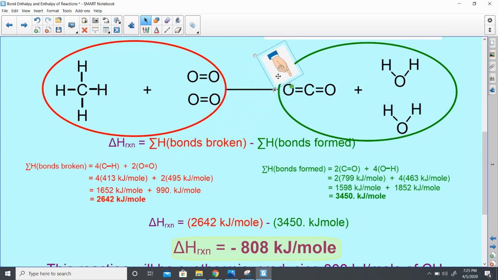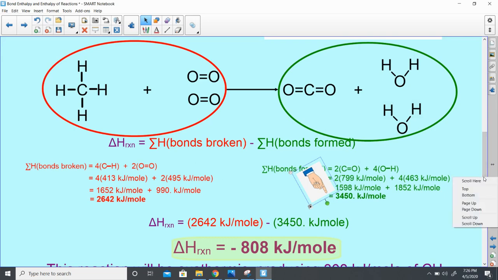We're going to form CO2. CO2 involves 2 CO bonds, and these are double bonds. So looking at the chart, I'm going to take the bond energy of CO, which is 799, and times it by 2. We're also going to produce 2 moles of water. Now note, for 2 moles of water, there's 1, 2, 3, 4 OH bonds. So I'm going to take the bond enthalpy of OH, and I'm going to multiply it by 4. We're going to find out here that the amount of energy given off when the bonds are formed is 3,450 kilojoules. We complete the mathematics.